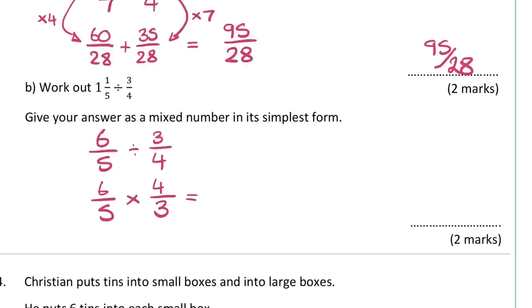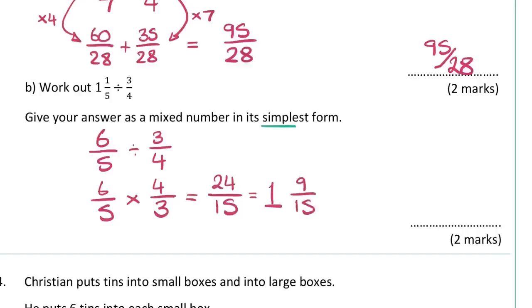Multiplication is really nice. You just times the top, so 6 times 4 is 24 and 5 times 3 is 15. And there we go, we have our answer as an improper fraction. Now once it has a mixed number, so how many times does 15 fit into 24? Well, it fits in once, and our remainder from 15 to 24 is 9. So we have 9 left over 15.